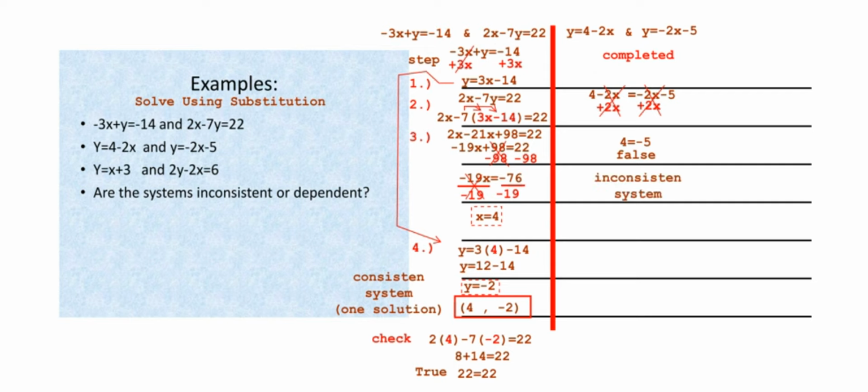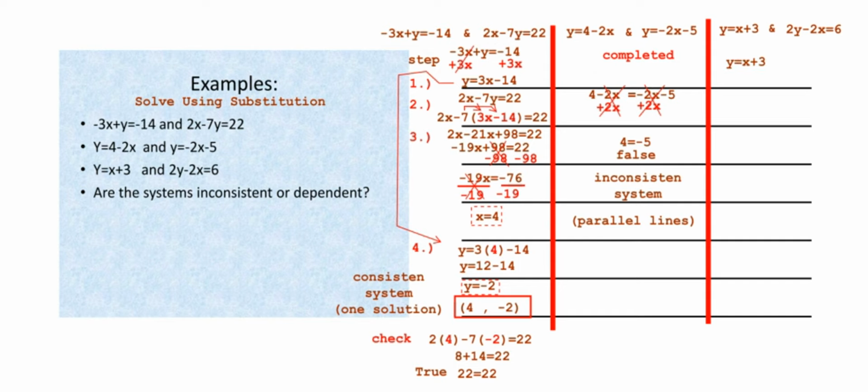So this is what we call then an inconsistent system. In other words, two lines that will never cross each other. Parallel lines, right? So let's go for the next set of equations. y equals x plus 3 and 2y minus 2x equals 6. Okay, notice, step 1 already completed.